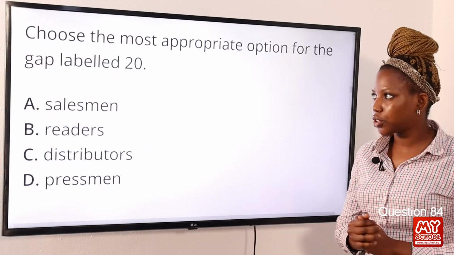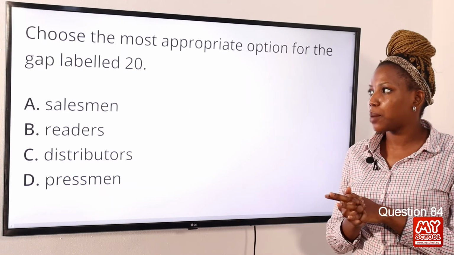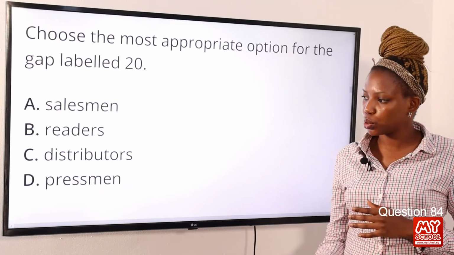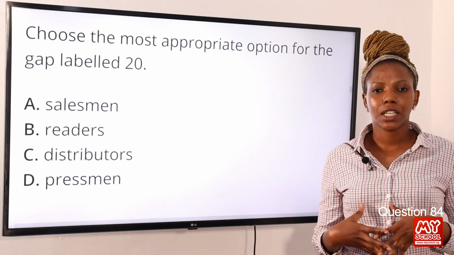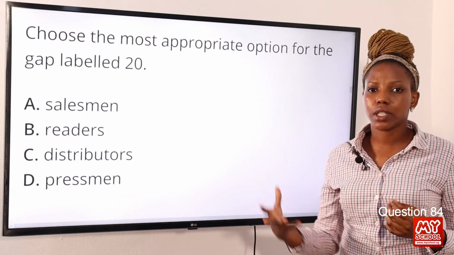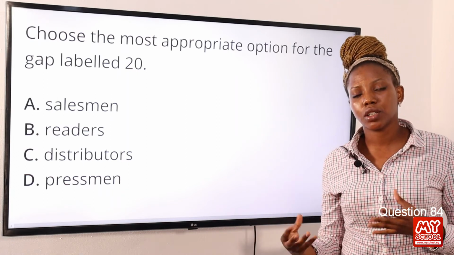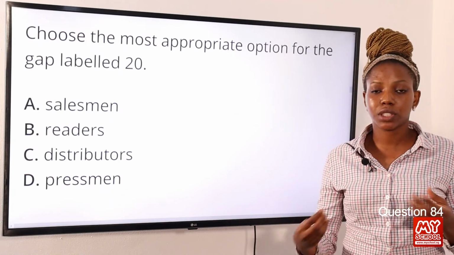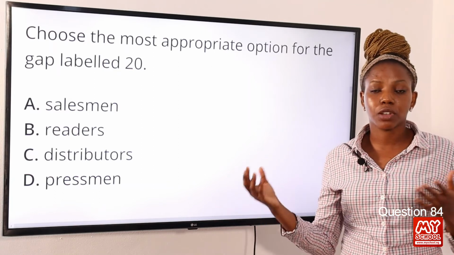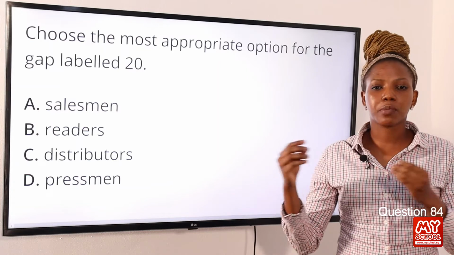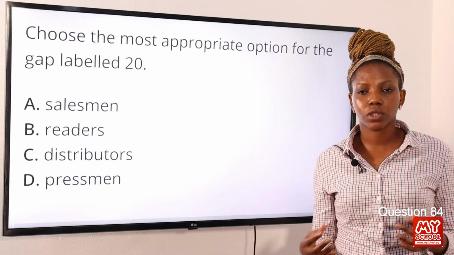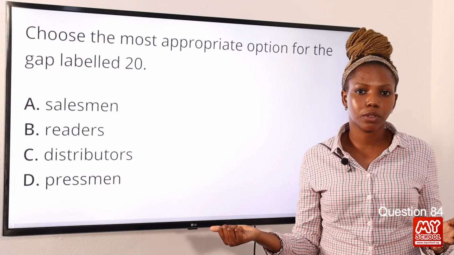Question 84, choose the most appropriate option for the gap label 20. Option A, salesmen. Option B, readers. Option C, distributors. Option D, pressmen. The answer to this question is salesmen, because the part label 20 is meant to describe a personnel who sells newspapers every day, and this is a salesperson or a salesman. Salesmen are people who sell or promote commercial products. So the answer to this question is option A, salesmen.